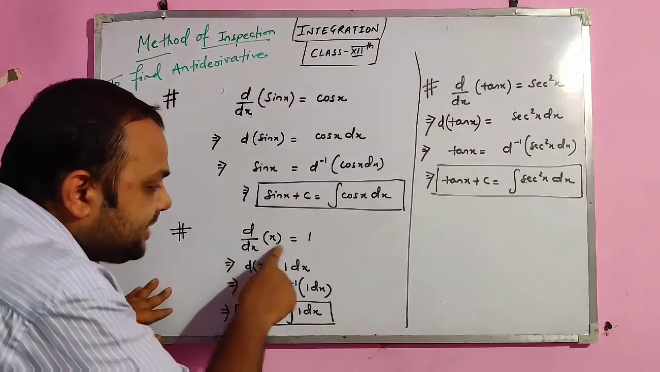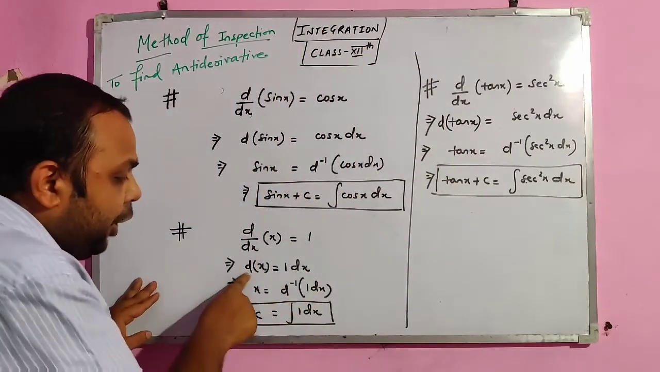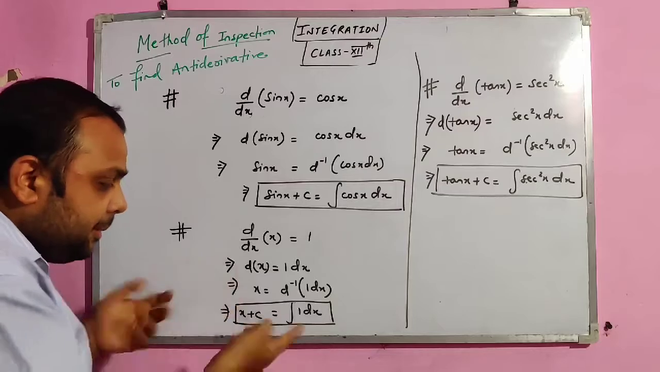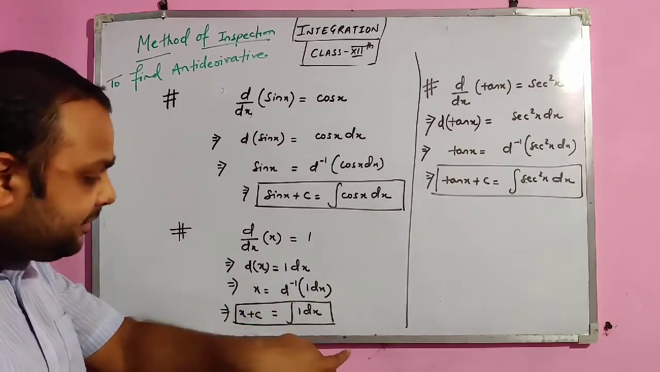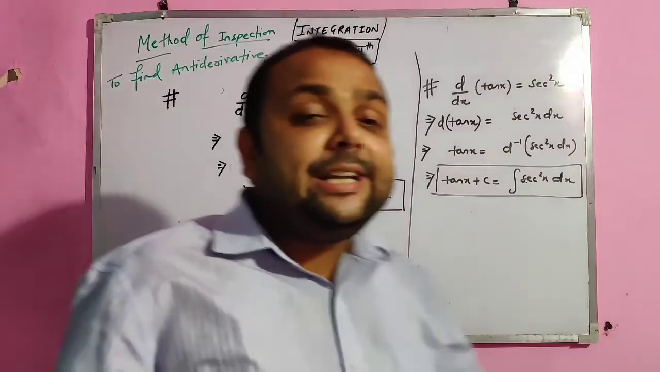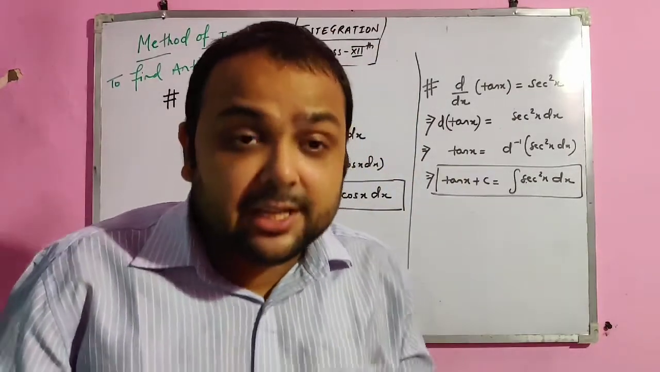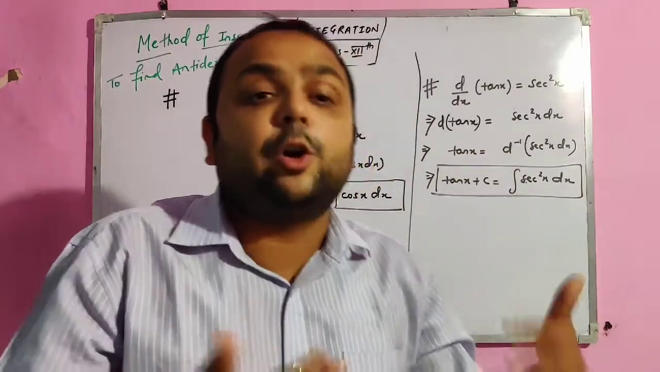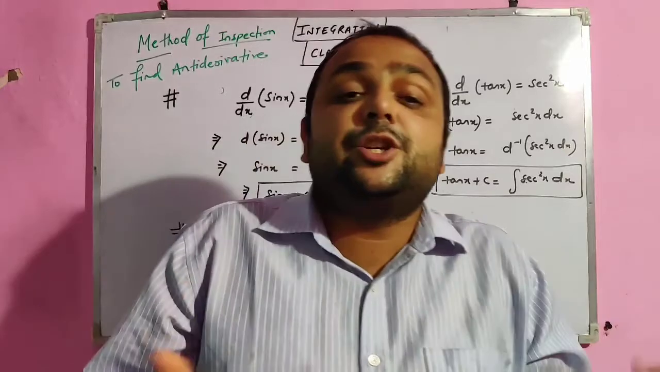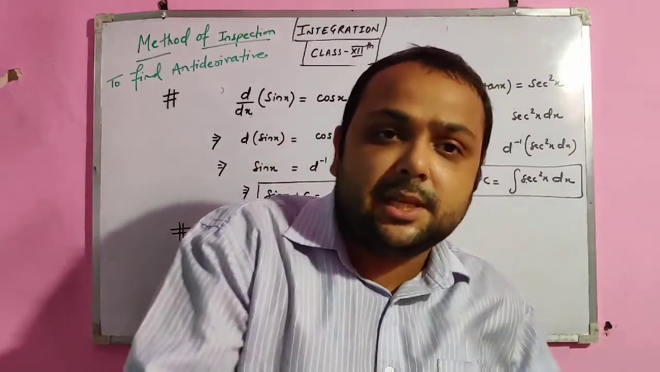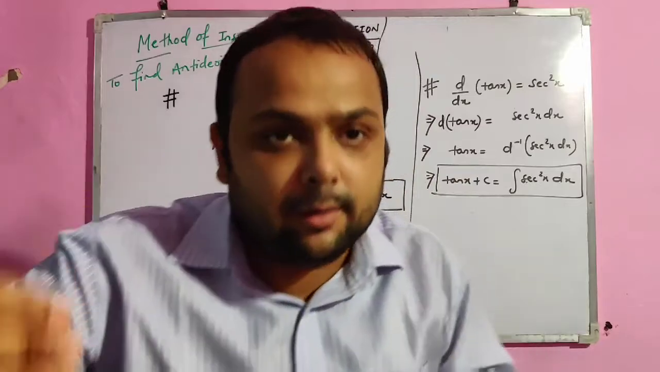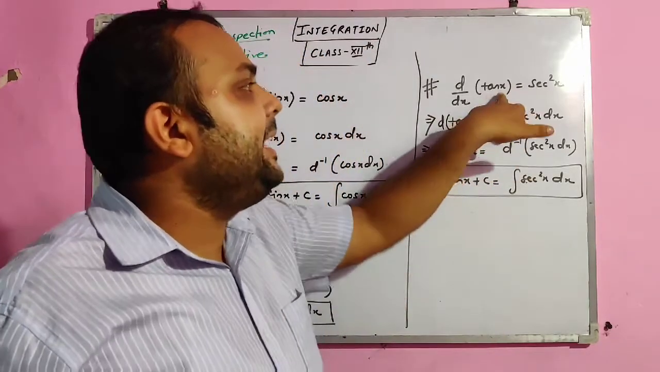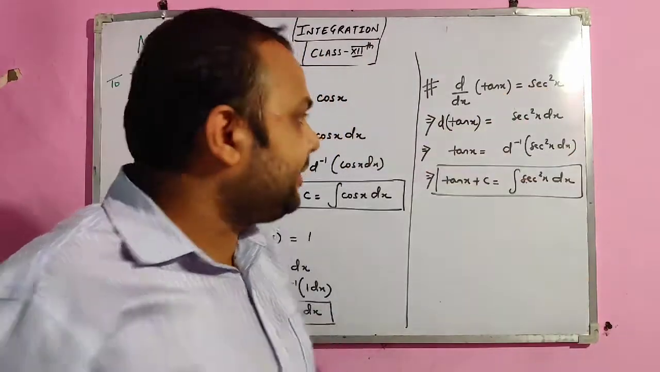d by dx of x is equal to 1. Now d of x is equal to 1 dx. Similarly, x is equal to d inverse. This d inverse is integration of 1 dx, which is x plus c. So the integration of a constant function is just x plus c if the constant is 1. The integration of 5 dx is equal to 5x plus c, the integration of 7 dx is equal to 7x plus c, and so on.